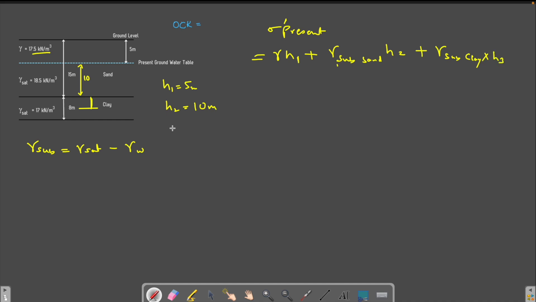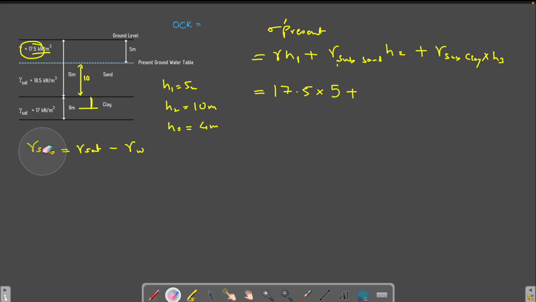So what is H3? H3 is half of 8 meters. From the figure, it is 4 meters. If this is clear to you, the question is solved. This is very important. Now, gamma is given to you as 17.5 kilonewton per meter cube. So I'm just writing 17.5 into H1. What is H1? It is 5 meters.